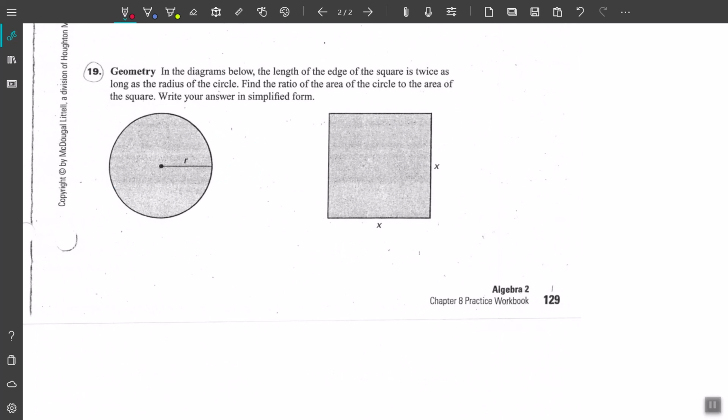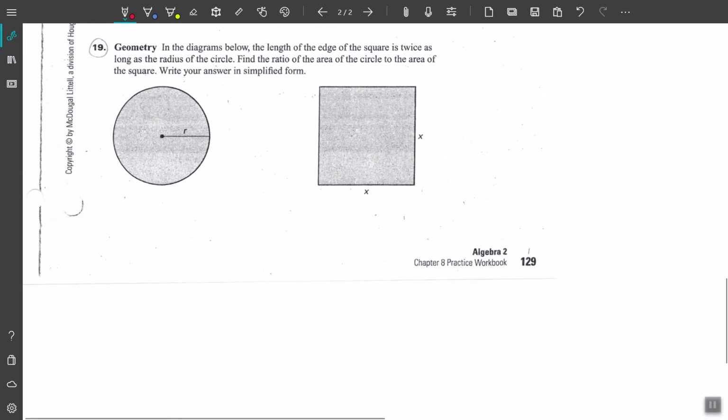All right, number 19. Great SAT-like question. They are combining geometry and algebra 2 here, and so this is a good question to go over. In the diagrams below, the length of the edge of the square is twice as long as the radius of the circle. So we'll get back to this.